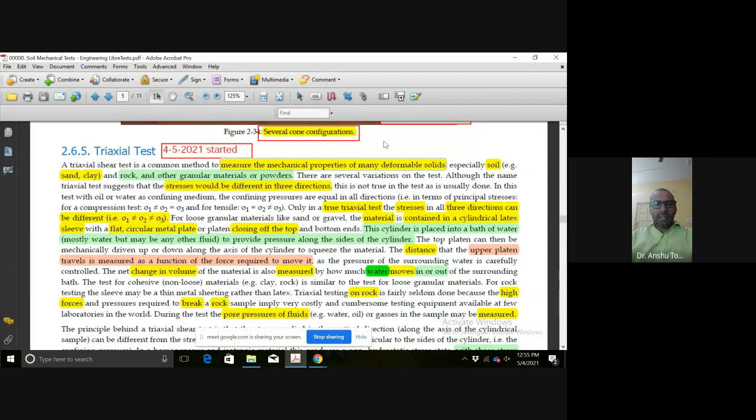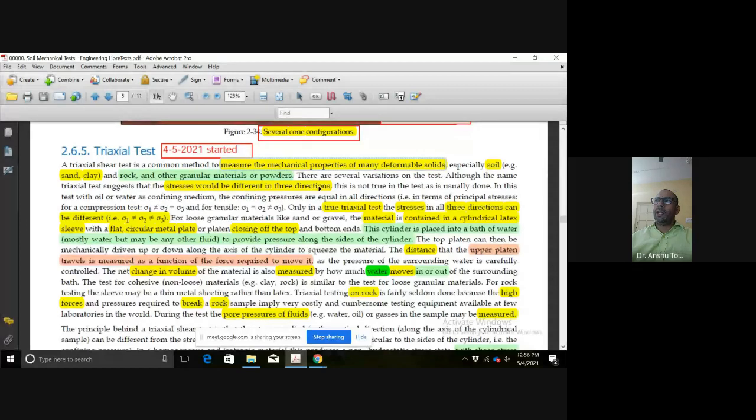But the triaxial test is most of the time done for the shearing resistance of a particular soil sample, because tensile strength is very low in soil samples, since it is basically a granular material. So it has close to zero tensile strength, especially soil, sand, and clay. Rock and other granular materials can also be tested, and their behavior can also be noted.